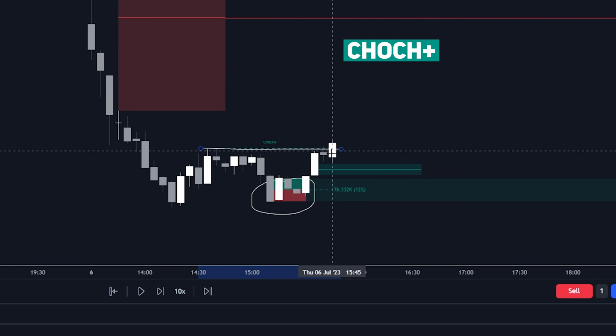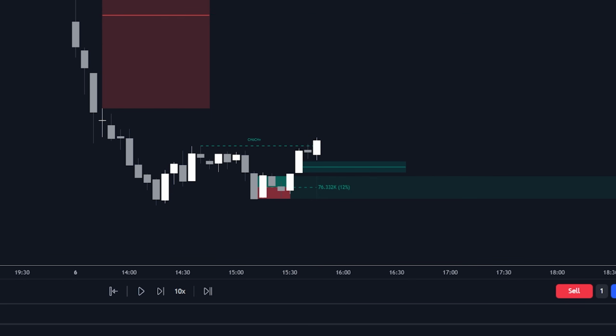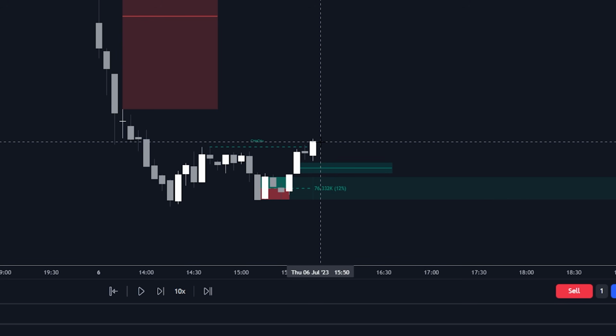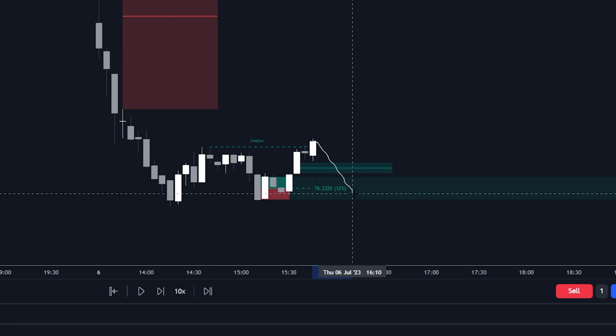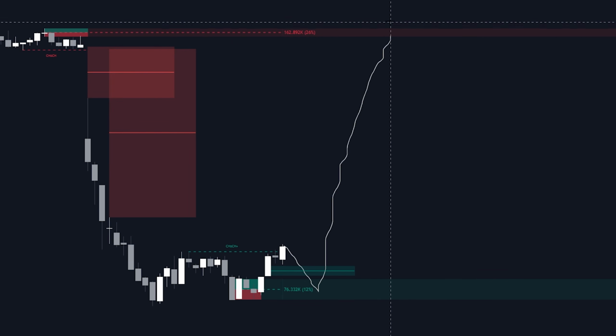We have broken the structure here. And the right way to use change of character labels as a part of the LuxAlgo Price Action Concepts indicator is to now look for a setup to find an entry. It does not generally have to be a perfect setup like a wick right down into this order block and then target a move all the way up into this large order block up here.